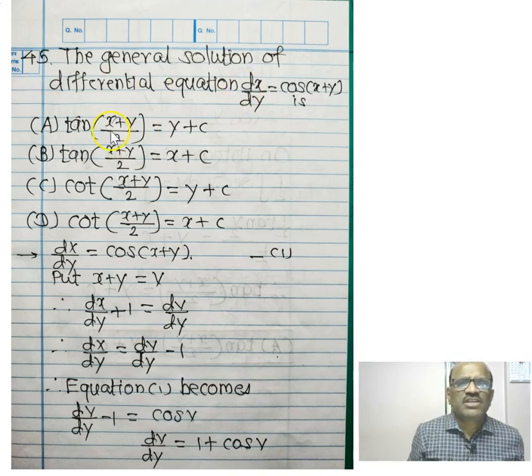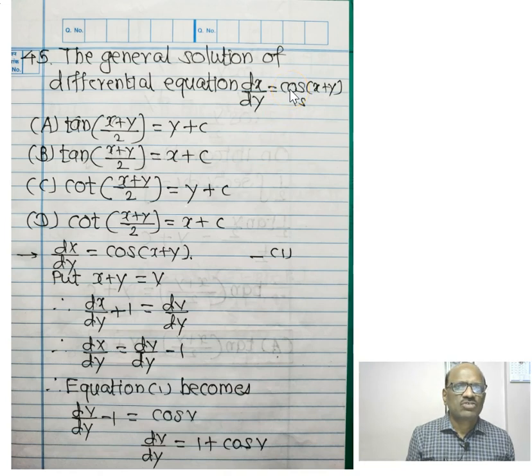The general solution of the differential equation dx upon dy equals cos of (x plus y) is which one? Now see this, dx upon dy. Here the variable is y and x is the function. Put x plus y equals v. Differentiating with respect to y, dx upon dy plus 1 equals dv upon dy. Therefore dx upon dy equals dv upon dy minus 1.